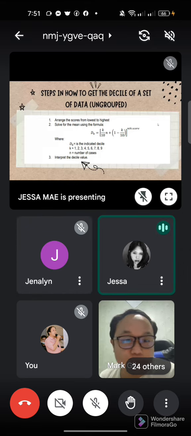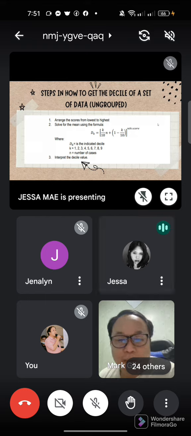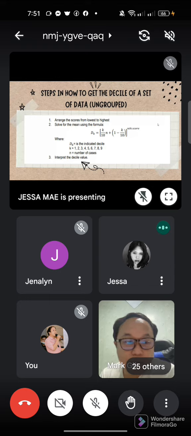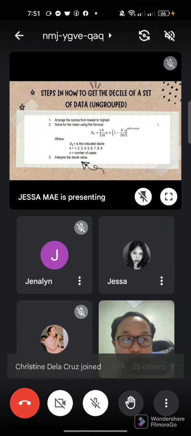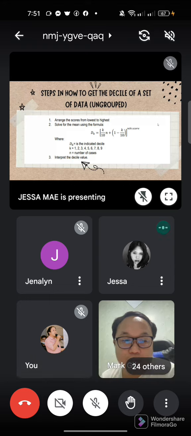Second, solve using the formula Dk equals k over 10 times n plus 1, where Dk is the indicated decile, k is the indicated number which is 1, 2, 3, 4, 5, 6, 7, 8, 9, and n is the number of cases. Step 3, interpret the decile value. Next po.